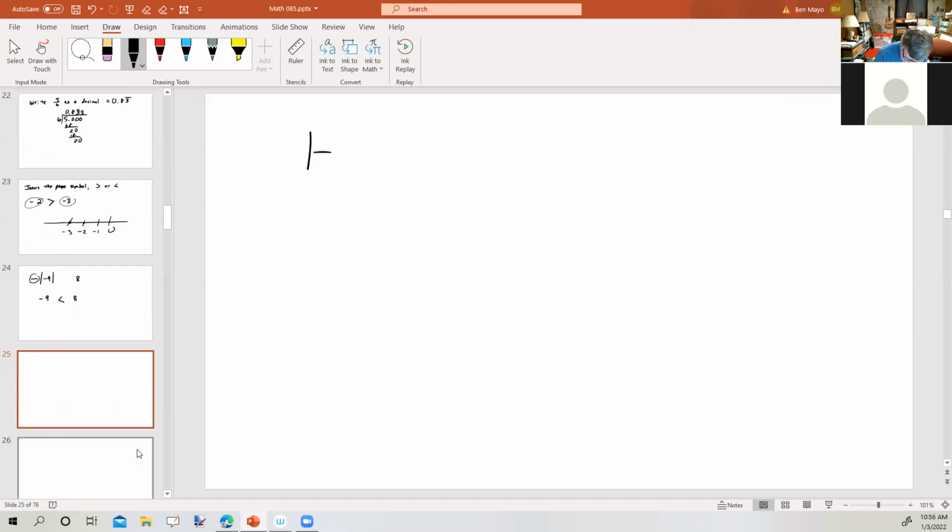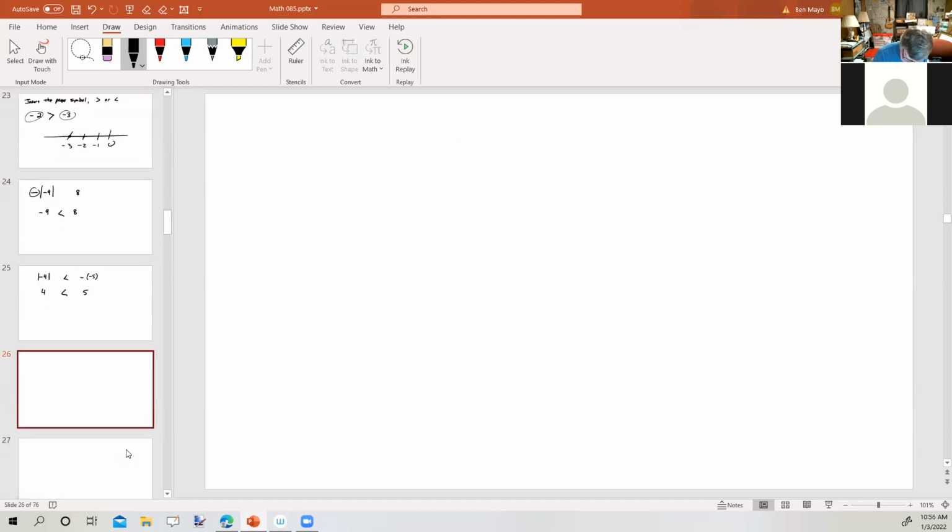This problem, we have the absolute value of negative 4 compared to the opposite of negative 5. The absolute value of negative 4 is 4. The opposite of the negative is a positive. So we have 4 compared to 5. 4 is less than 5. So the absolute value of negative 4 is less than the opposite of negative 5.